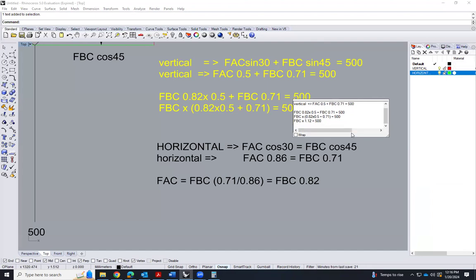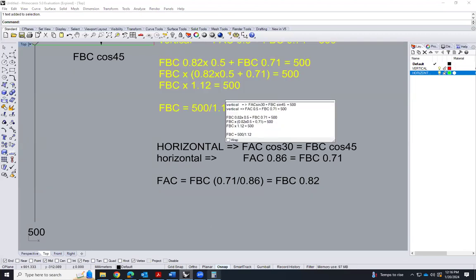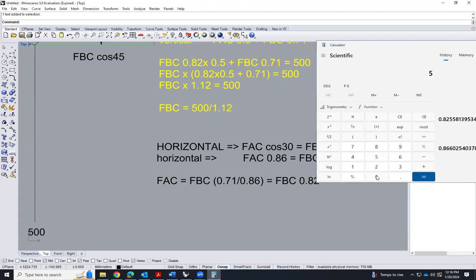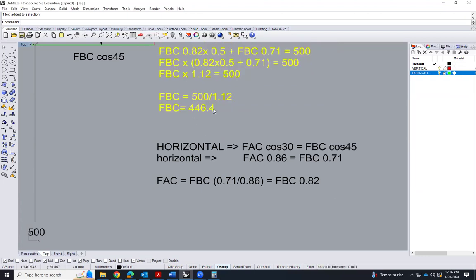So how much is it, FBC now? FBC equals 500 divided by 1.12. Okay, because again, I move this down and I divide it. And if I calculate this, this is 500 divided by 1.12. That will be 446.4. So FBC equals this, 446.4.